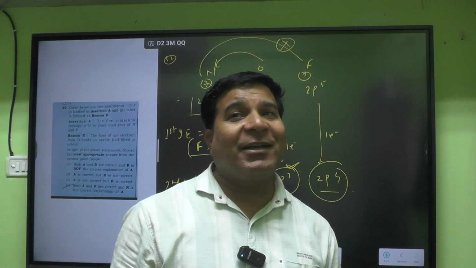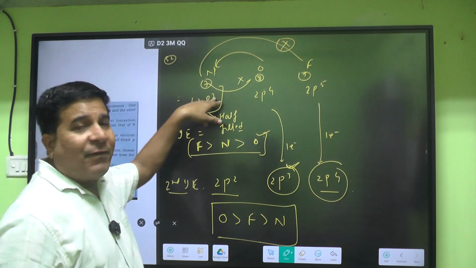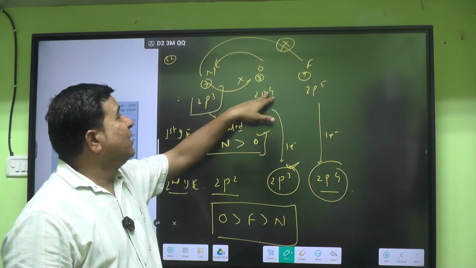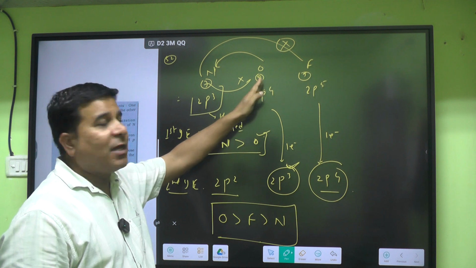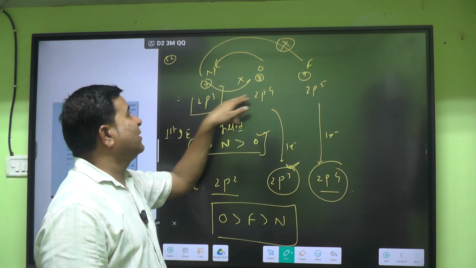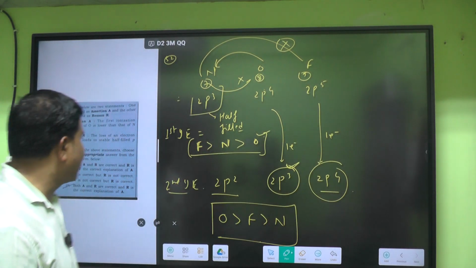Why is the explanation not correct? Because in the first case, nitrogen has a half-filled orbital. In a half-filled orbital, atomic number 7 will have increased ionization enthalpy. So it is greater than 8, not greater than 9 here. That's why, remember, the first option is correct, but the explanation is not.